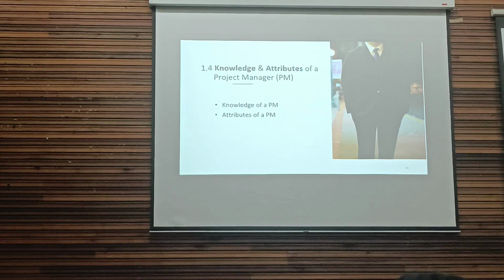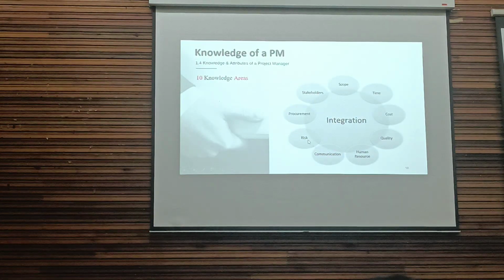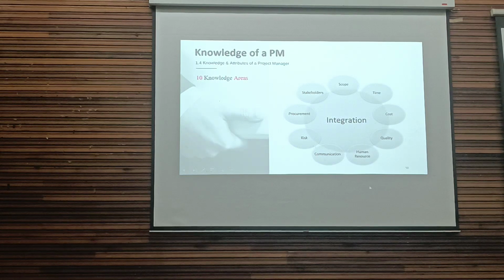So the next topic is knowledge and attributes of a project manager. A project manager needs to have knowledge in 10 areas: scope management, time management, cost management, quality management, and so on, and integrating all this knowledge. And also have the ability to make use of all this knowledge.